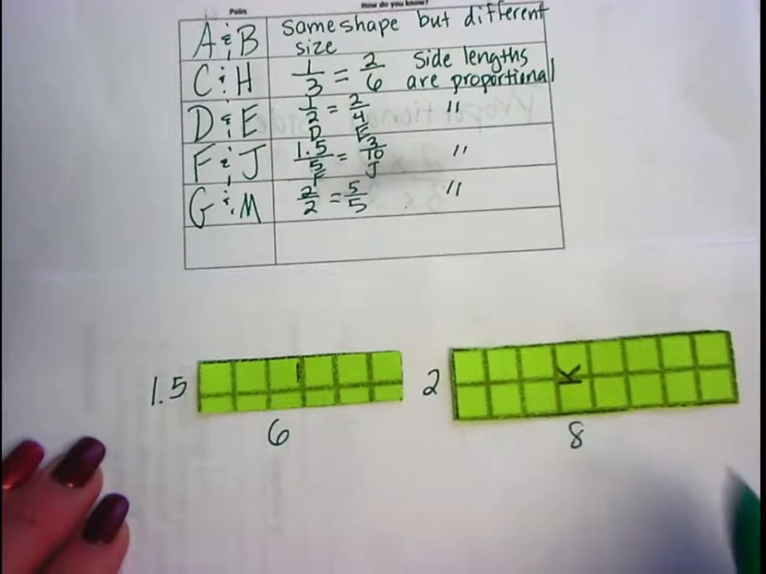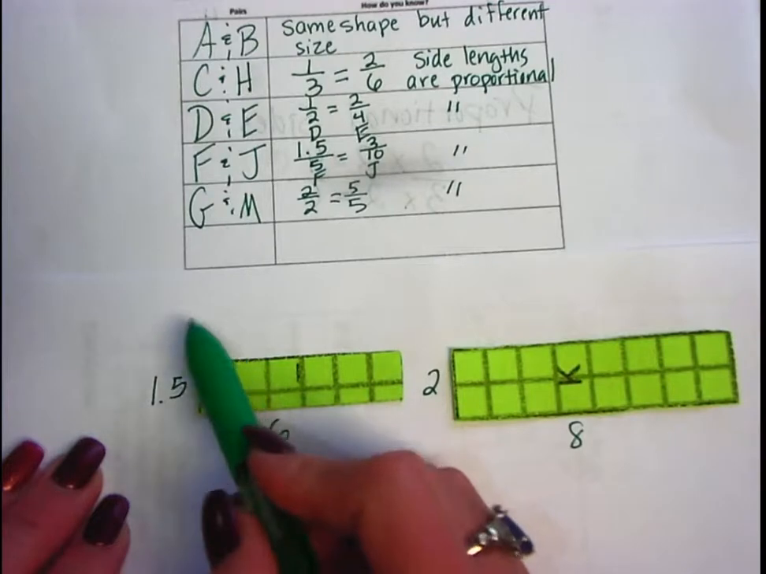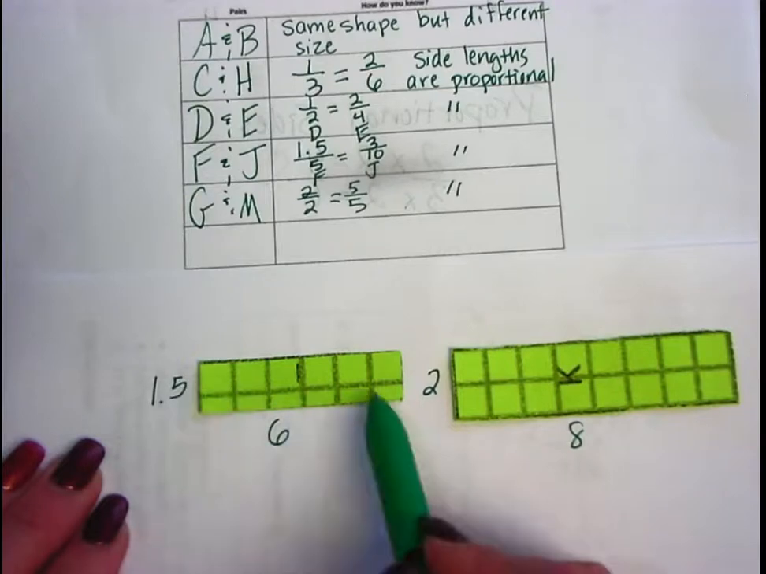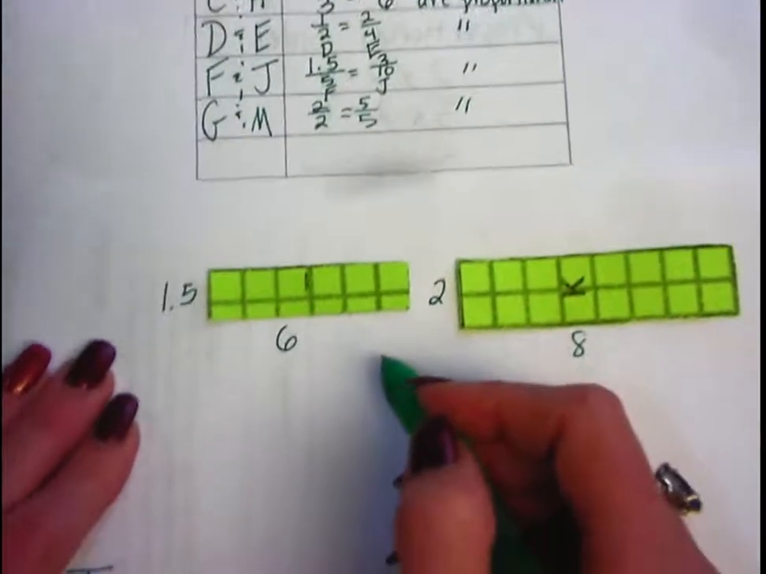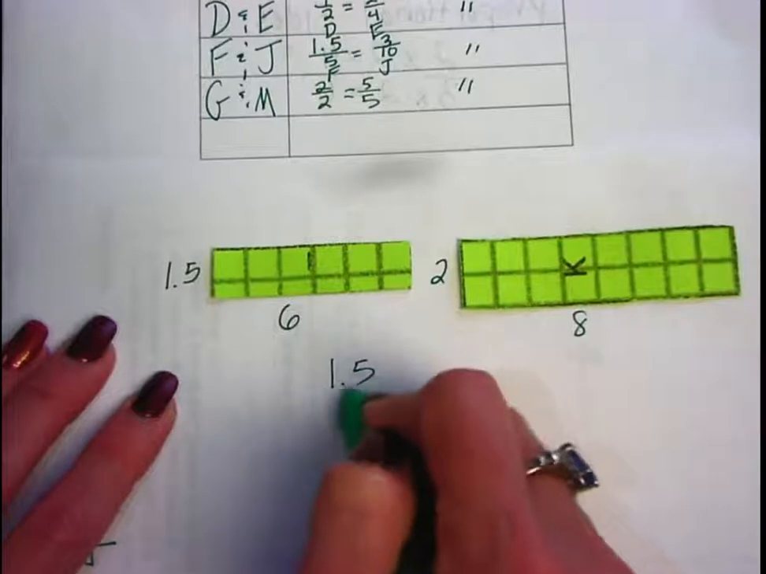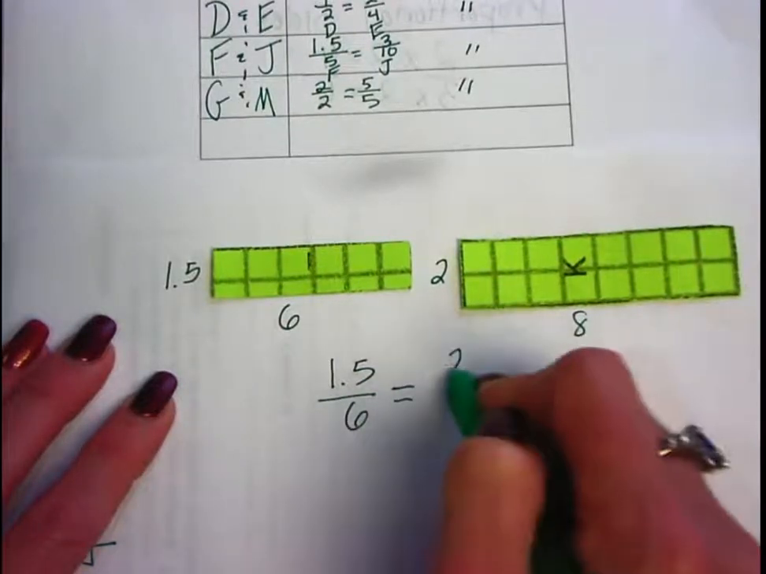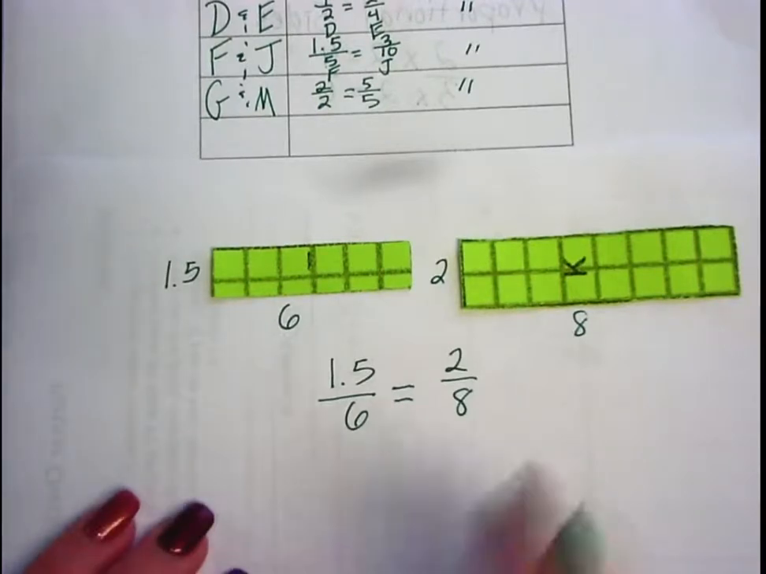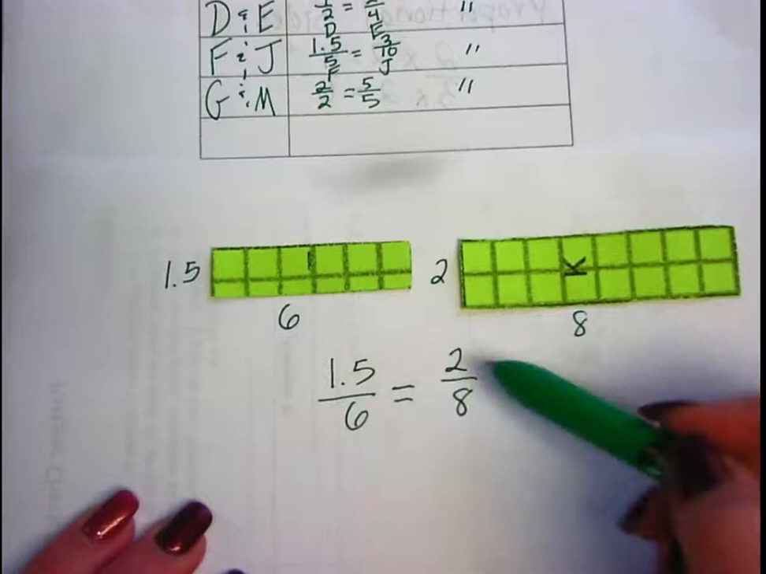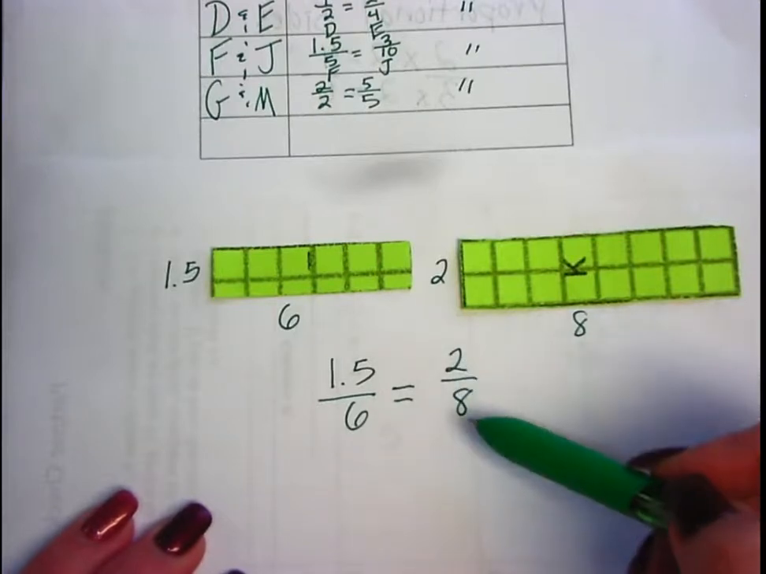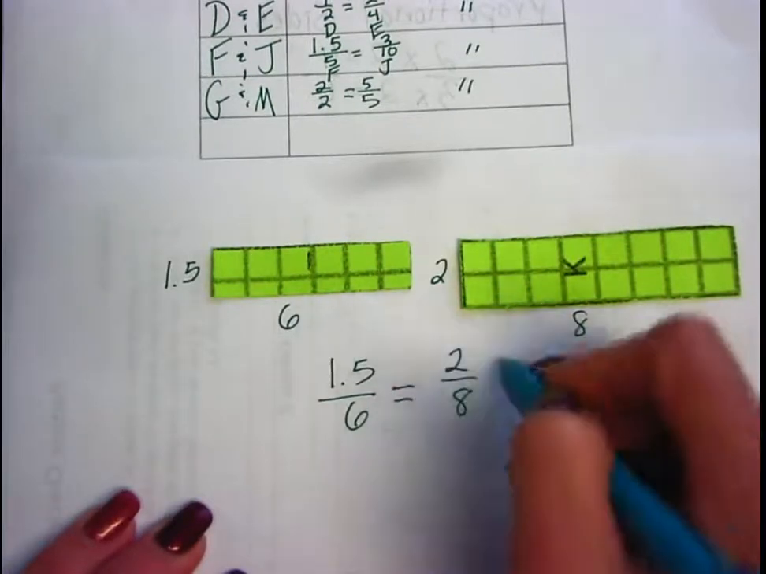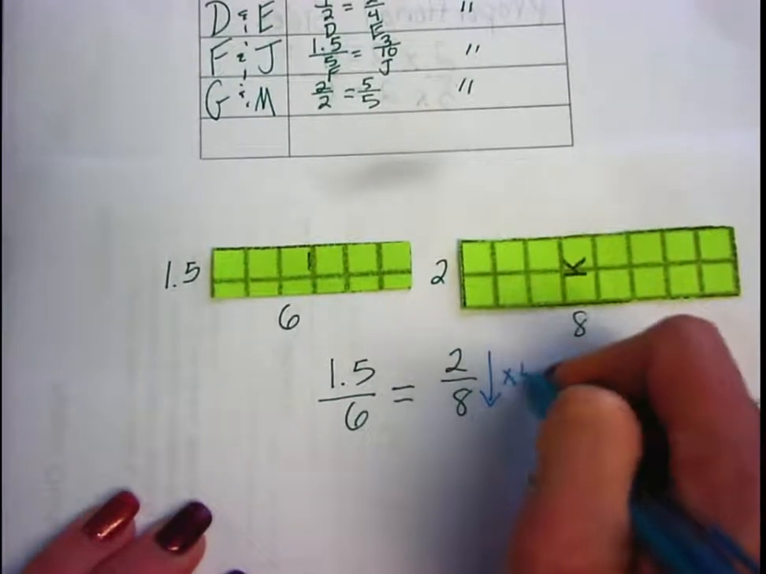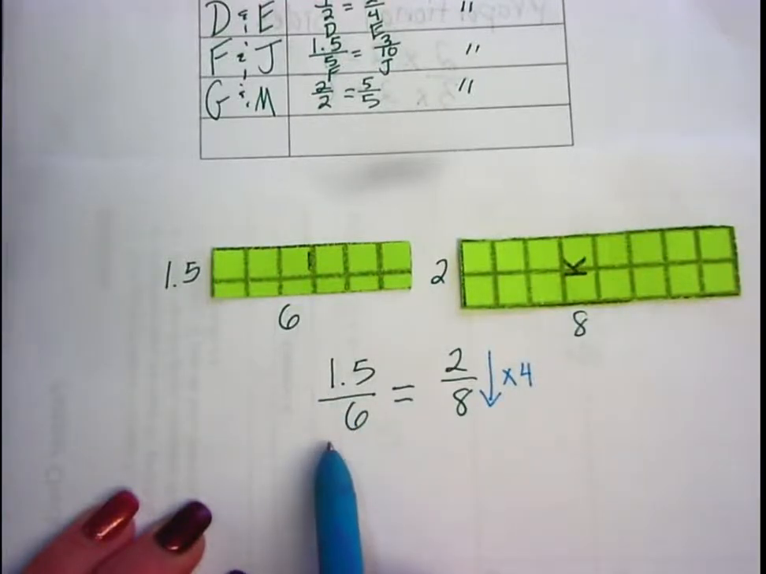Okay, so this one's a little more difficult to see, but 1.5 into 2. So let's look at this as a proportion. So 1.5 over 6, and we're going to see if this is equivalent to 2 over 8. So we're going to look at the relationship between 2 and 8. Okay, that's an easy one to see. What is the relationship between 2 and 8? It's a times what? Times 4. Is 1.5 times 4 also 6?